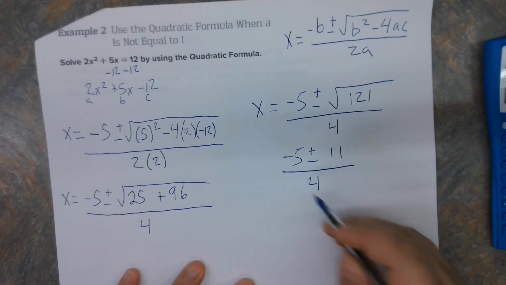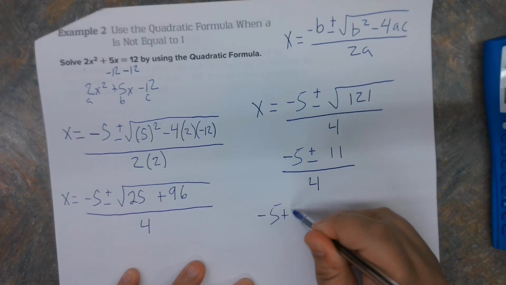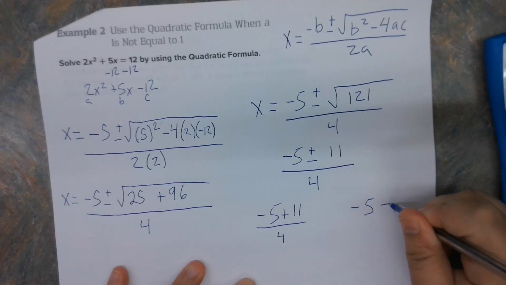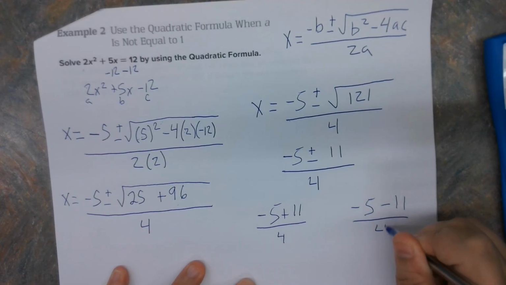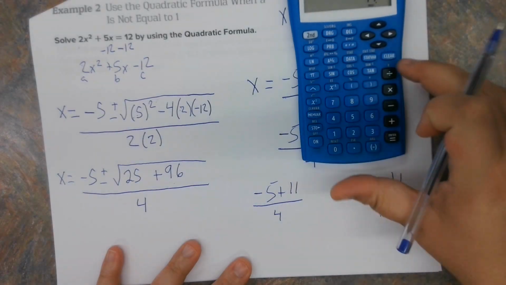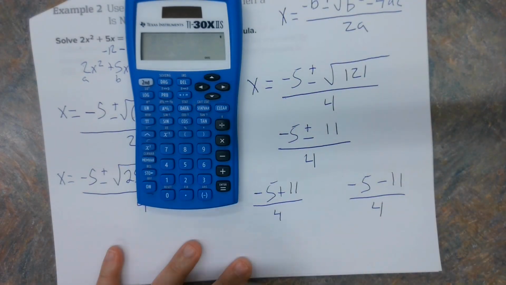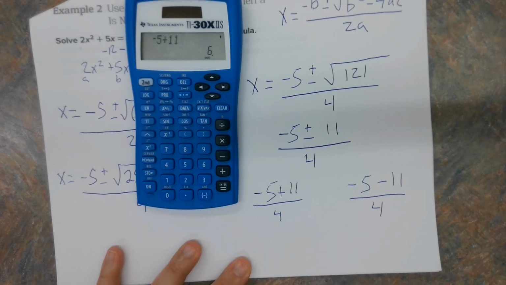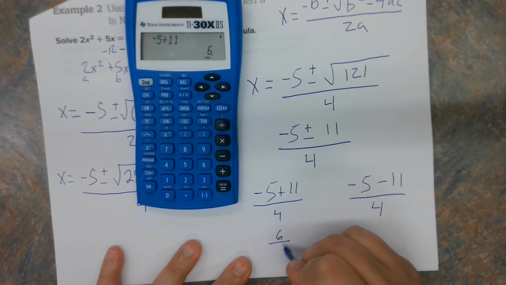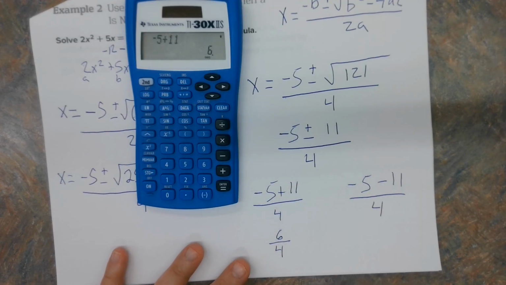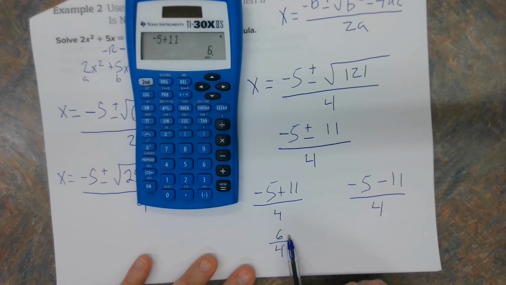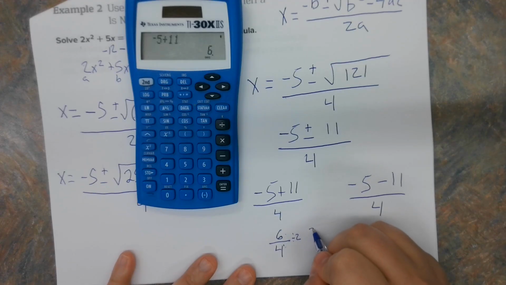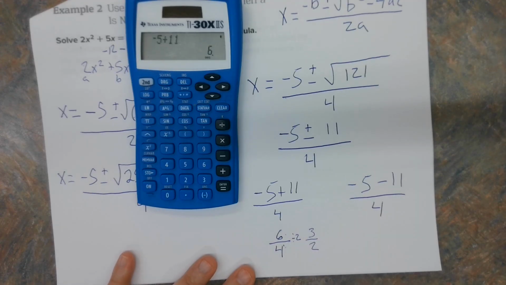We're going to separate it. Negative 5 plus 11 over 4. Negative 5 minus 11 over 4. Negative 5 plus 11. We don't know our negatives? Okay. Negative 5 plus 11. It's going to be 6 over 4. I can simplify that because both of these are divisible by 2. So if I divide by 2, I get 3 over 2.